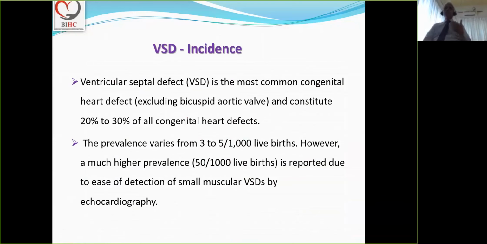But if you are looking at the echo detected small muscular VSDs these days, you will find a far higher prevalence, maybe as much as 50 per thousand live births. In our figure of 3 to 5, we are looking at the more significant ones which are likely to be picked up with a murmur.